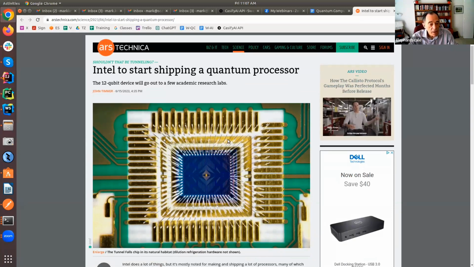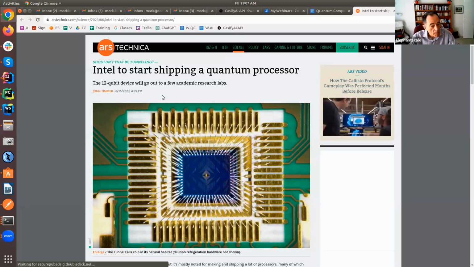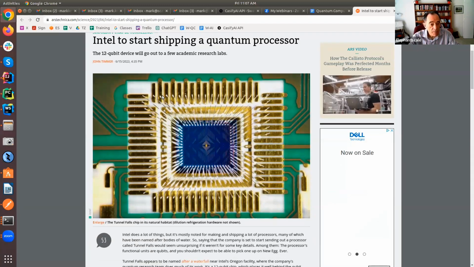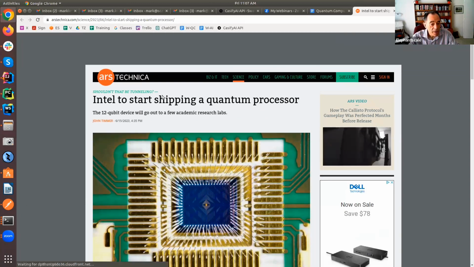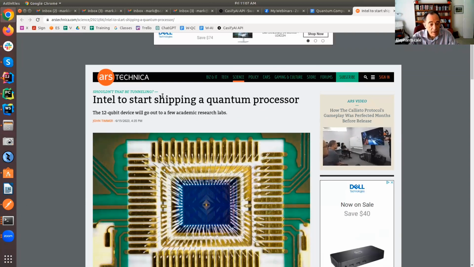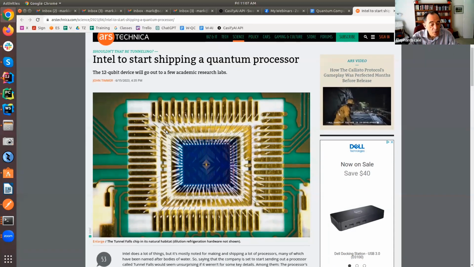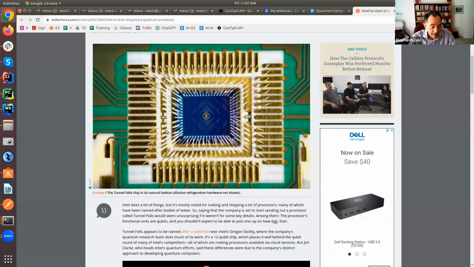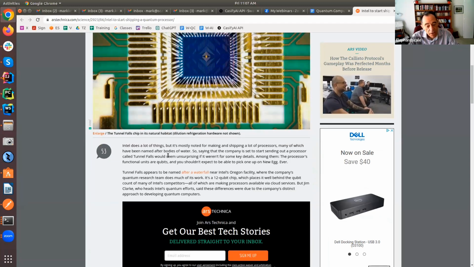IBM's processor is 433 qubits, and the most popular work that I see them doing is on, I think, about 100 qubits. Intel is only offering you a 12 qubit device, but that's not a joke either. And not that you can buy it at Best Buy, right? Because it only goes to a few university labs right now. Well, still, that's better than all hosted in the cloud.